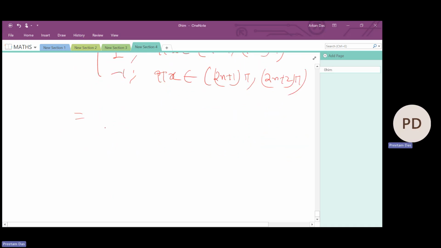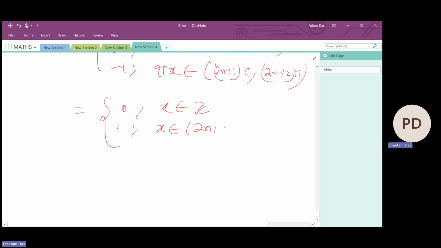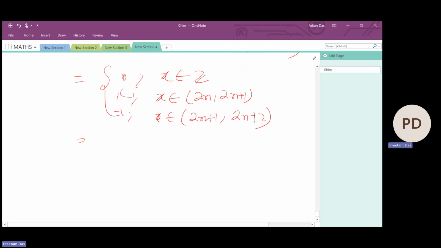So 0 if x is an integer, 1 if x belongs to, we can cancel the pi here, 2n to 2n plus 1, and then minus 1 if x belongs to 2n plus 1 to 2n plus 2. We can clearly see the sign, the symbol of 1 is positive in the first part and negative in the second part. It depends on these two. If it is even, it is 1, and if it is odd, then it is minus 1. So we are trying to relate it with the intervals, any one end of the interval, so that we can write it in a simpler form. So even 1 and odd minus 1.